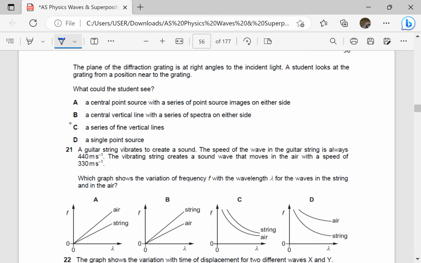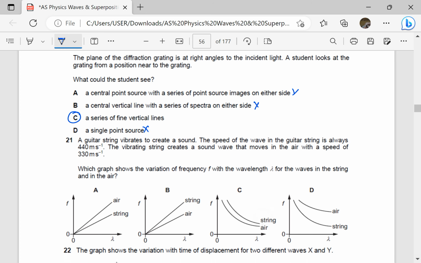What could the student see? A central point source. That one is not true. A central vertical line with a series of spectra on either side. That one is not true. This would be for white light, where we would see a central bright fringe with a series of continuous spectra on both sides. Then a series of fine vertical lines. The answer is going to be C. A single point source, not at all.